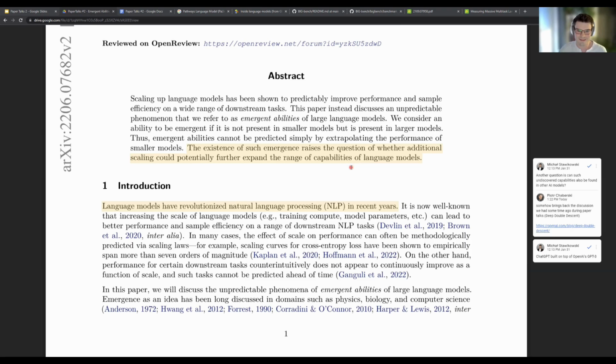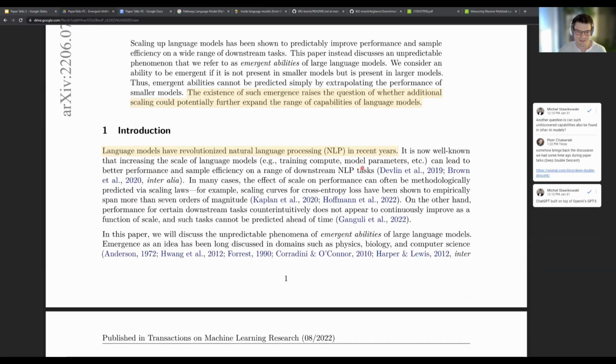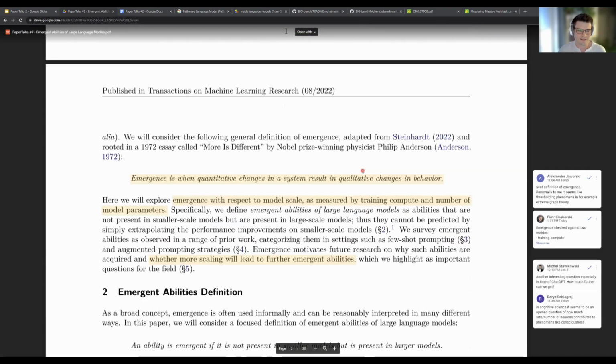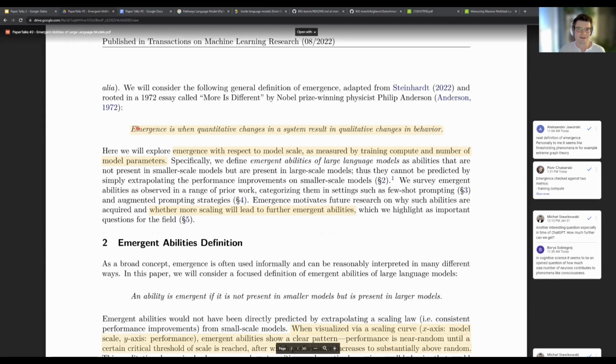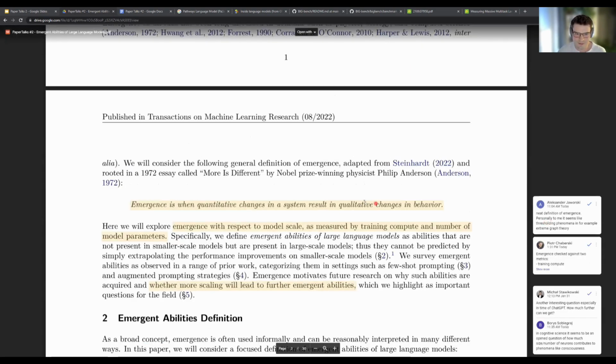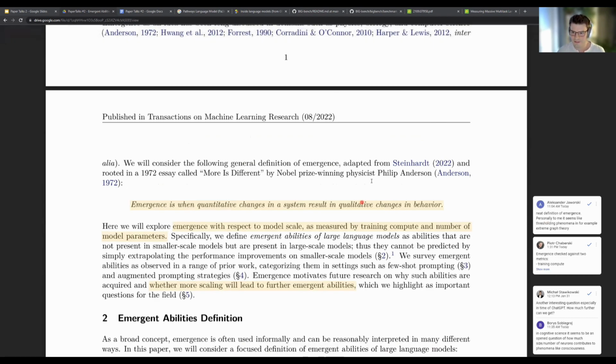So we can go further actually, and the next thing that the authors are showing us is the definition of the emergence, and I think that Oleg has some comment here on this definition.